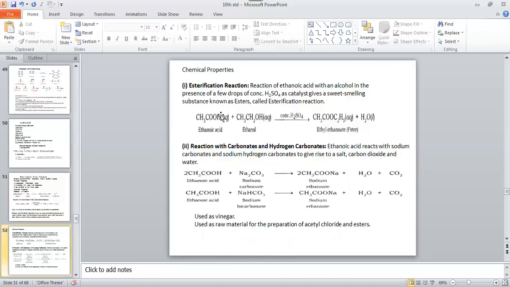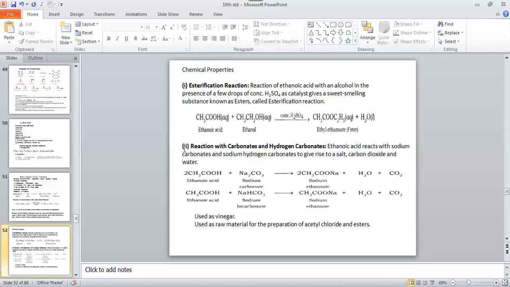Then chemical properties of acetic acid or ethanoic acid. The next reaction is esterification. Esterification means reaction of a carboxylic acid with an alcohol, that is ethanol, to give an ester. Acid reacts with alcohol to give ester. This reaction is called esterification. It takes place in the presence of concentrated H2SO4. The reaction is CH3COOH plus CH3CH2OH gives CH3COOC2H5 plus H2O. This is a very good example of an esterification reaction.